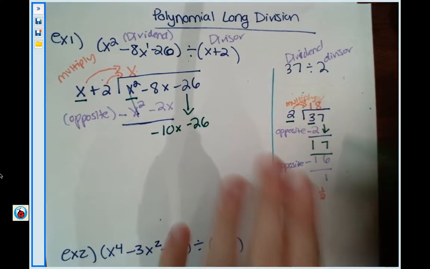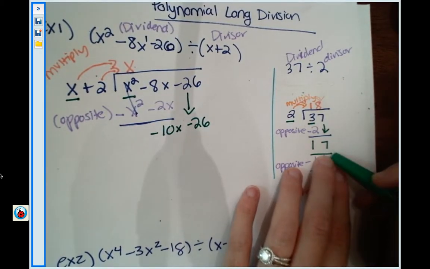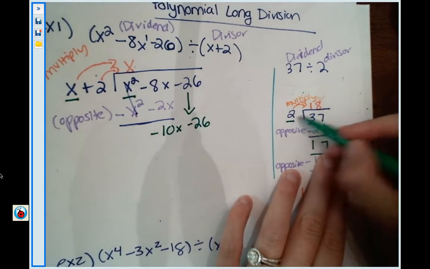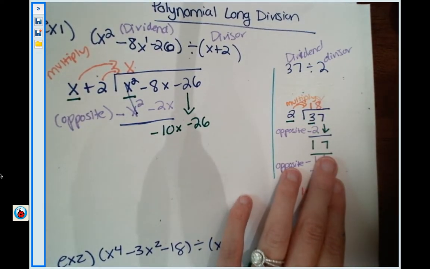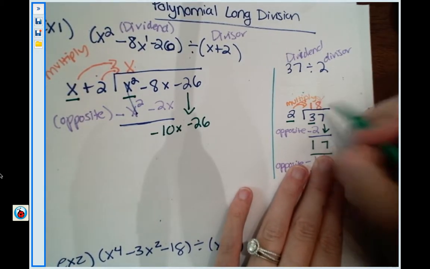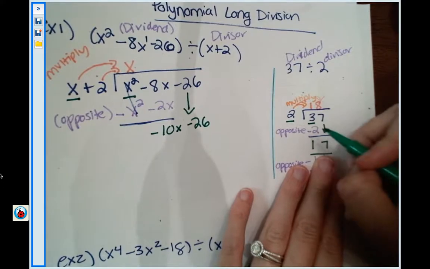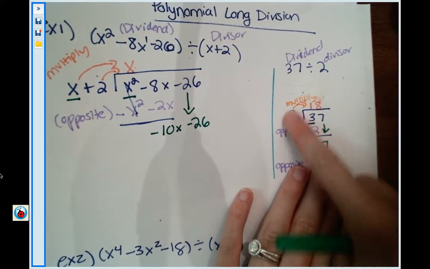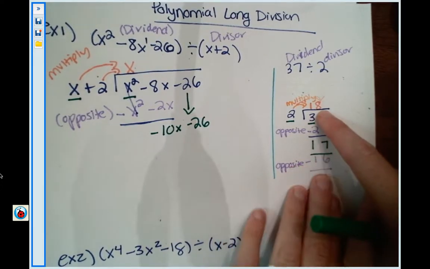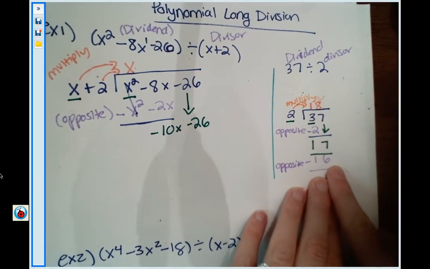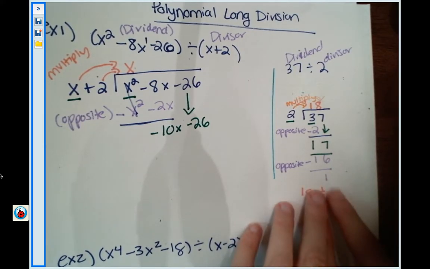Okay, so now let's come back to here. So I brought down my 7, then I went down here. That's why I underlined this. Now I'm looking 2 times what gives me 17, or the closest possible thing to 17. Well, that was 8. Okay, 2 times 8 is 16, which is the closest thing I can get to 17. So then what I did, I multiplied the 2 to the 8, but I wrote the opposite down here. So 2 times 8 is 16, okay, but I wrote the opposite, which was negative 16. Then I added down and got a 1.